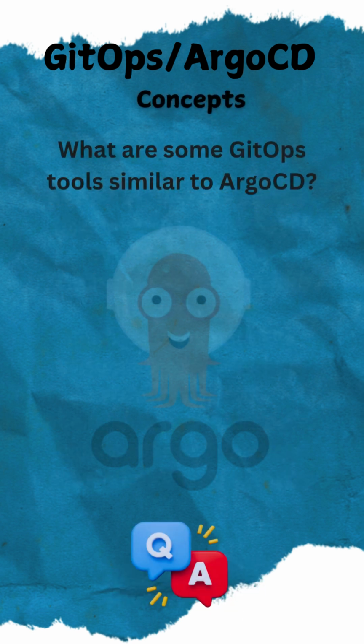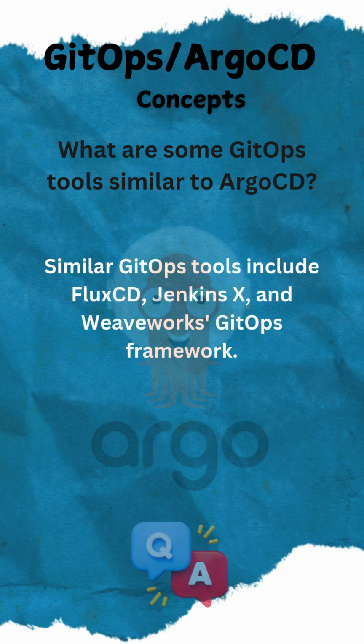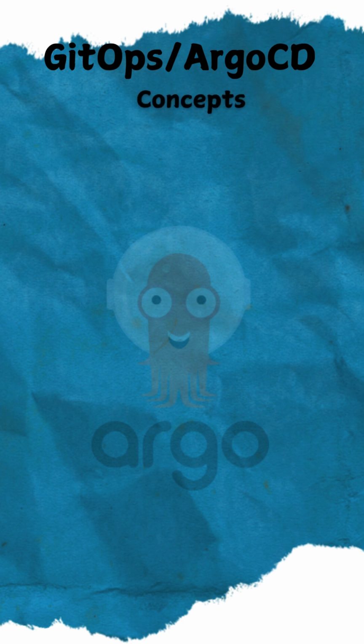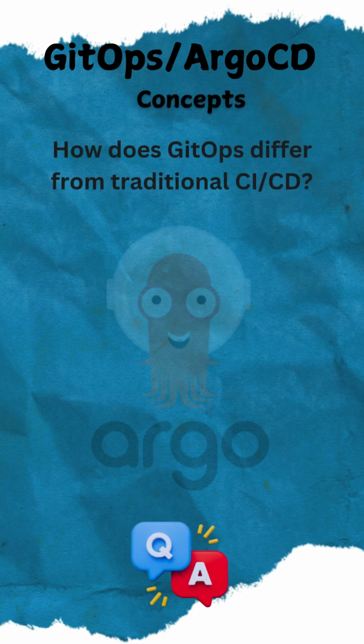What are some GitOps tools similar to ArgoCD? Similar GitOps tools include FluxCD, JenkinsX, and Weaveworks GitOps framework. How does GitOps differ from traditional CI/CD?